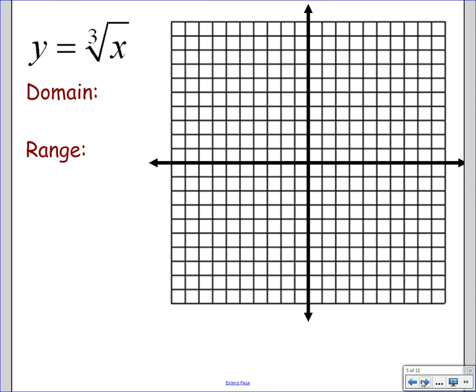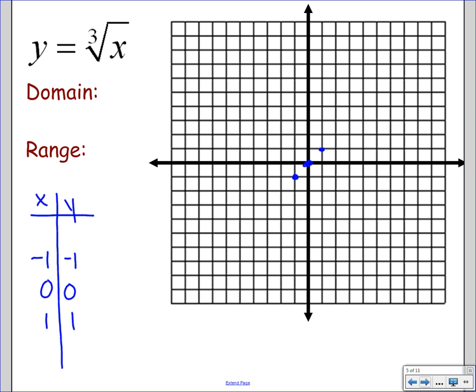Cube root now. This is again the parent function that we're going to be graphing. Again, pick numbers for x that you know you can cube root. The cube root of 0 is 0. The cube root of -1, 3 of the same thing that multiply to be -1. That's -1. The cube root of 1 is 1.